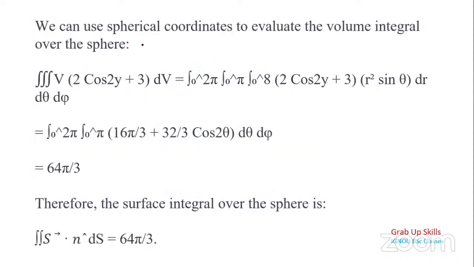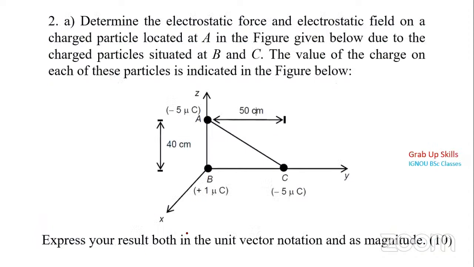Now we will use spherical coordinates in order to find the volume integral. We will substitute these spherical coordinate values into the volume integral formula. Then we will get 64 pi by 3. So what would be the surface integral over the sphere? That is given by this formula, where S vector represents the surface integral n cap dS, that is 64 pi by 3. So this is the surface integral over the sphere.